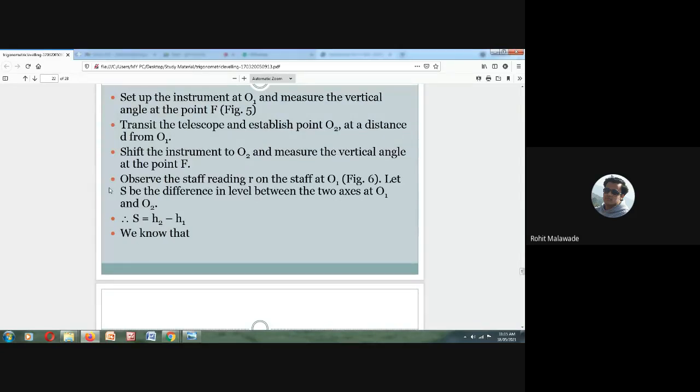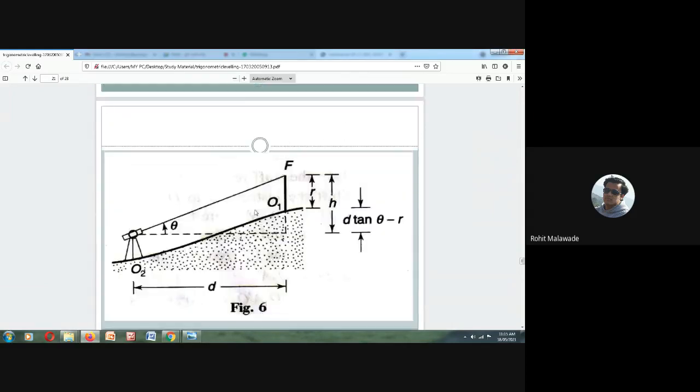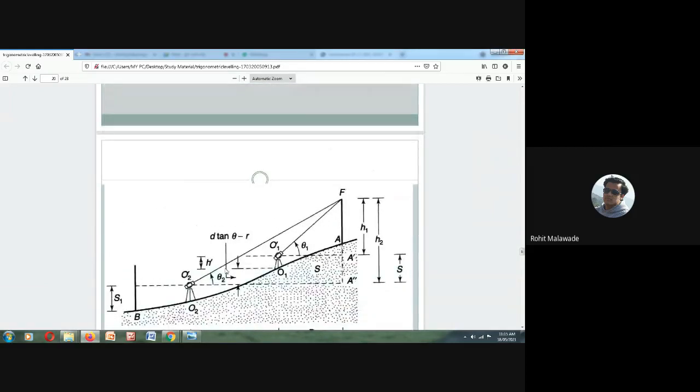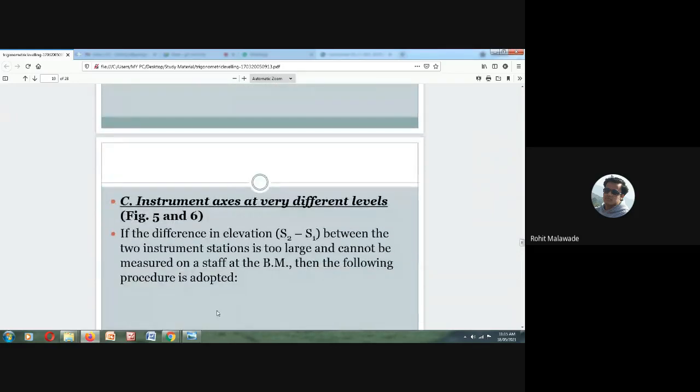Yes, sir. Clear? Yes, clear, sir. Along with this, you will also need to refer to the textbook. You need to refer to the textbook, right? So the things are clear. It is completely based upon your trigonometry. The things are clear, but you need to follow the textbooks also in addition to the classes.